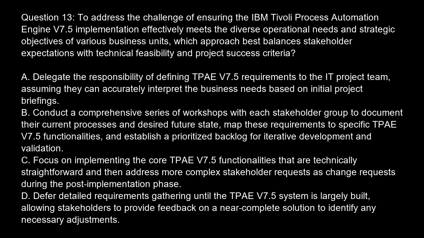Option C. Focus on implementing the core TPAE V7.5 functionalities that are technically straightforward, and then address more complex stakeholder requests as change requests during the post-implementation phase. Option D. Defer detailed requirements gathering until the TPAE V7.5 system is largely built, allowing stakeholders to provide feedback on a near-complete solution to identify any necessary adjustments.